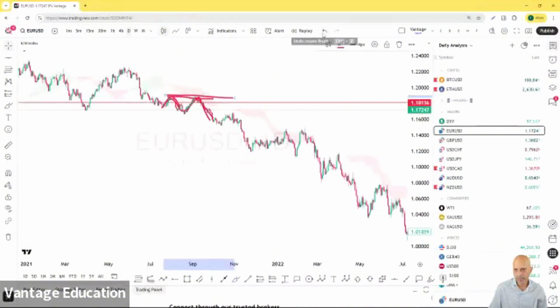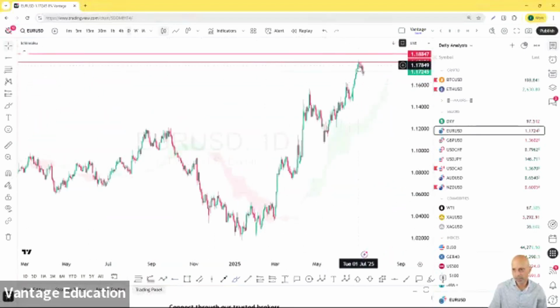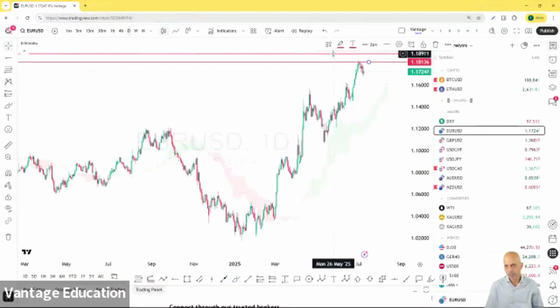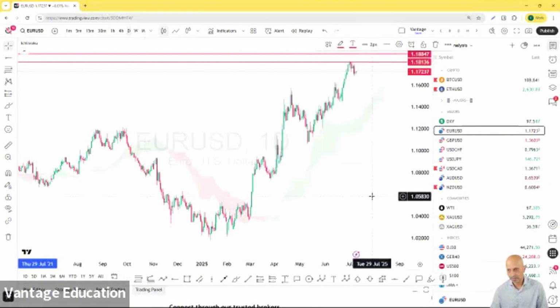So not only do we have the current swing high that was formed here on 2nd of July, which is at 1.1813, but by zooming out and looking at the chart all the way back in 2021, we can also spot another multi-swing high resistance barrier that sits at 1.1884. So we can use 1.1884 in the identification of the second resistance.